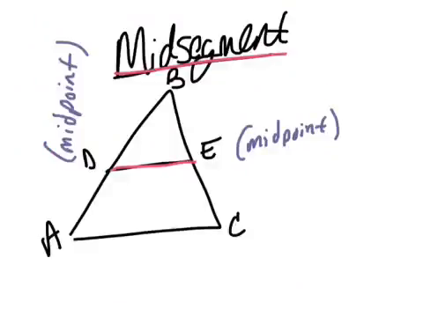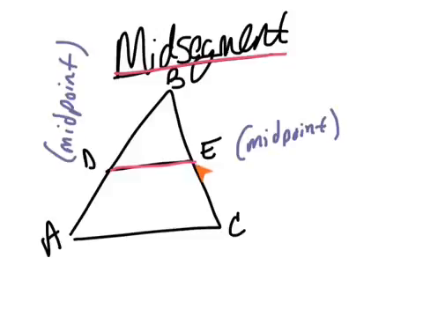Alright, in this video we're going to look at a new theorem, and this theorem is the triangle midsegment theorem. So we're going to look at what's called a midsegment, specifically for triangles, so that's why we have the triangle midsegment theorem. Before we talk about what the theorem actually says, let's make sure we know what a midsegment is, specifically in a triangle.